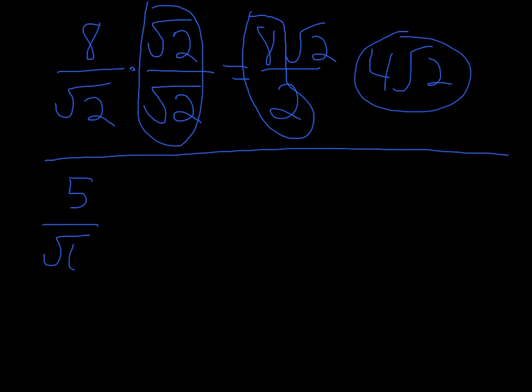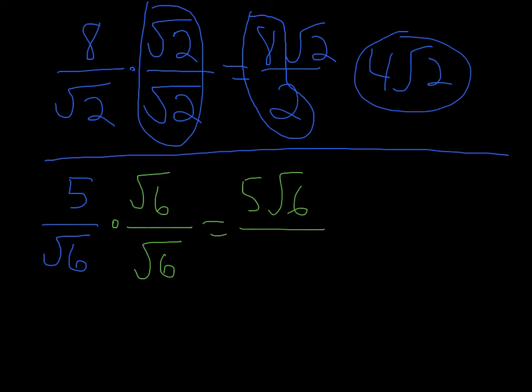Similar problem. So think, what do we have to do? We have to get rid of that square root of 6 in the bottom. So whatever's in the bottom as the square root, you have to put it in the numerator as well. So we multiply both the numerator and the denominator by square root of 6. We get 5 square root of 6 on the top. We get 6 in the bottom. And this actually is simplified.